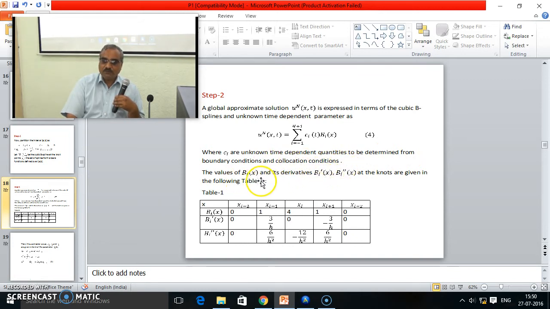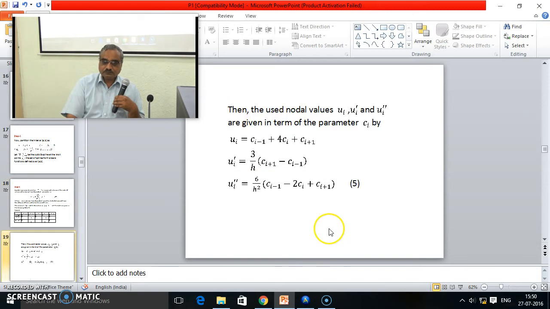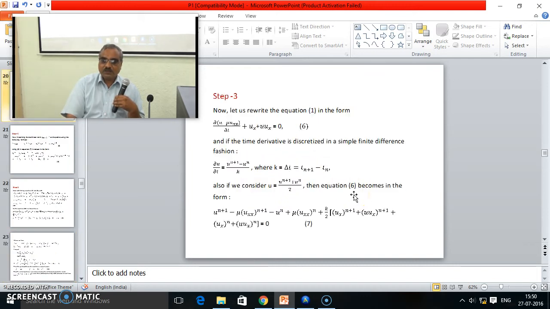The values of B_i(x) and its derivatives, first derivative and second derivative, at the nodes are given in the following table 1. So by using these definitions, we approximate u_i equal to c_(i-1) plus 4c_i plus c_(i+1). First derivative in this way, second derivative in this way.